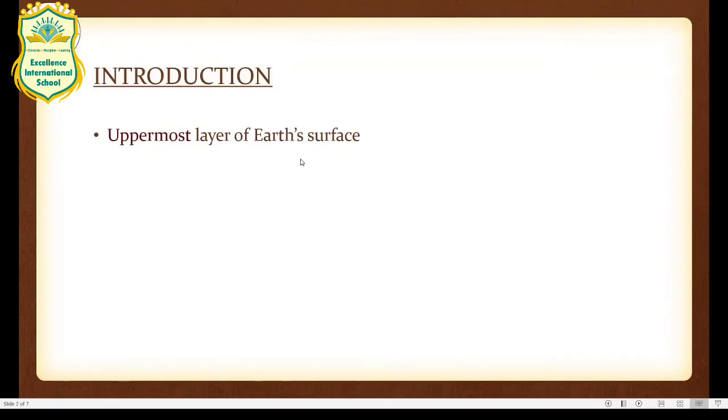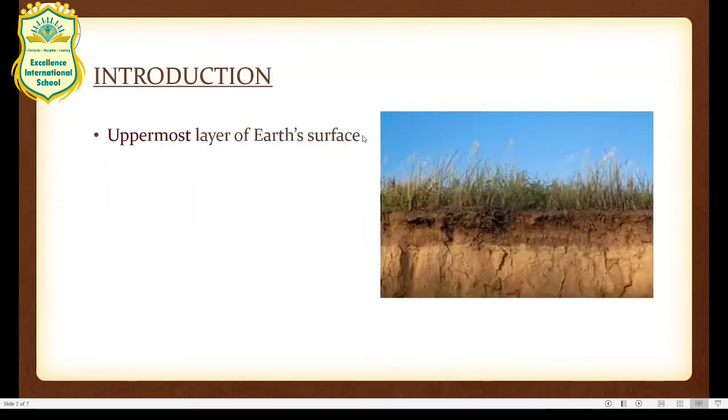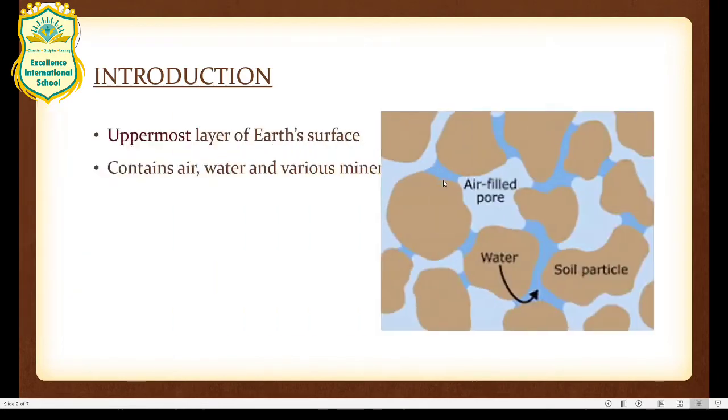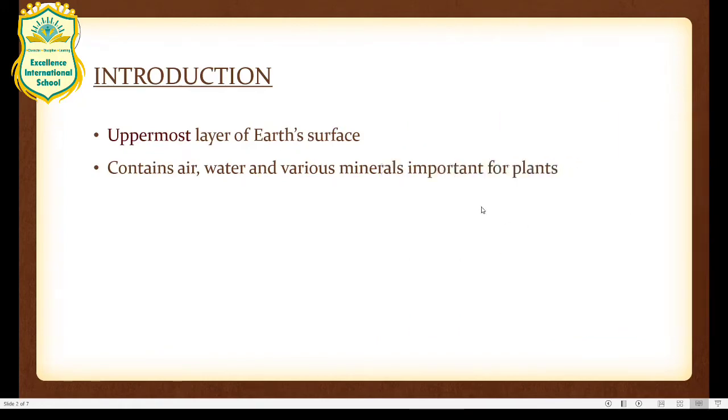The uppermost layer of Earth's surface is soil. So the uppermost layer, the layer that we usually see, is soil. It contains air, water and various minerals important for plants. So soil is essentially porous. What does porous mean? It means it has these tiny pores in it which give enough space for air and water to seep into it. And this in turn helps in the growth of plants. It is essential for existence of life.